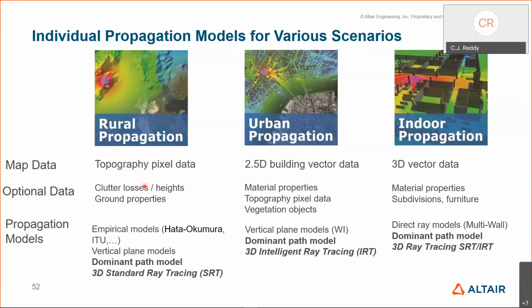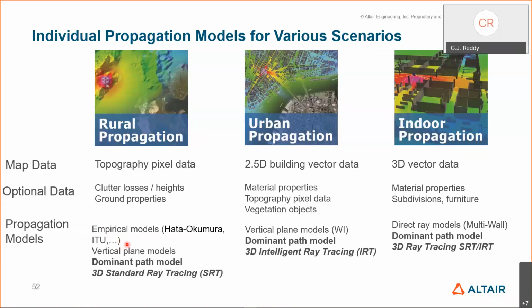Optionally, you can have clutter losses and heights and ground properties that can be put into the software. And then we use various empirical formulas or more rigorous, what we call ray tracing algorithms. Empirical formulas are the ones that, by measurement campaigns, you measure at various locations and you come up with an empirical formula that probably can apply to most of the rural scenarios. People like Hata Okumura and also ITU, International Telecommunication Union, have their own models that one can use.